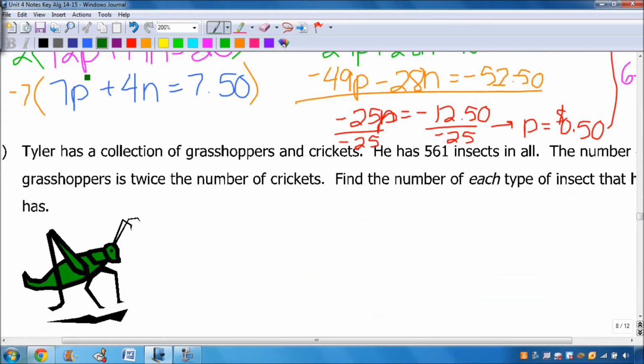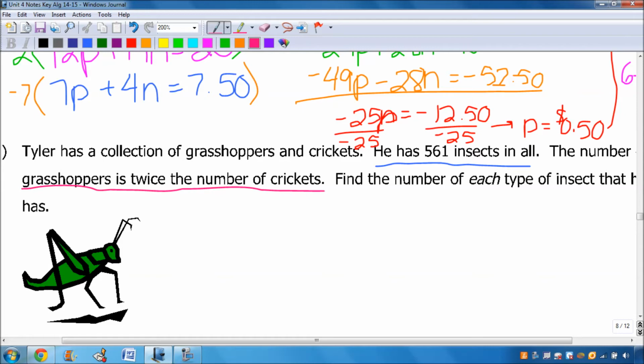Okay? All right, let's go ahead and read through number 2 and make sure to underline key information as we are doing this. Tyler has a collection of grasshoppers and crickets. He has 561 insects in all, and then the number of grasshoppers is twice the number of crickets. All right, find the number of each type of insect that he has. So if you guys notice, by the way, I'm specifically color coding this so you can see where these words translate into equations. And I'll explain that a little bit more in a couple minutes.